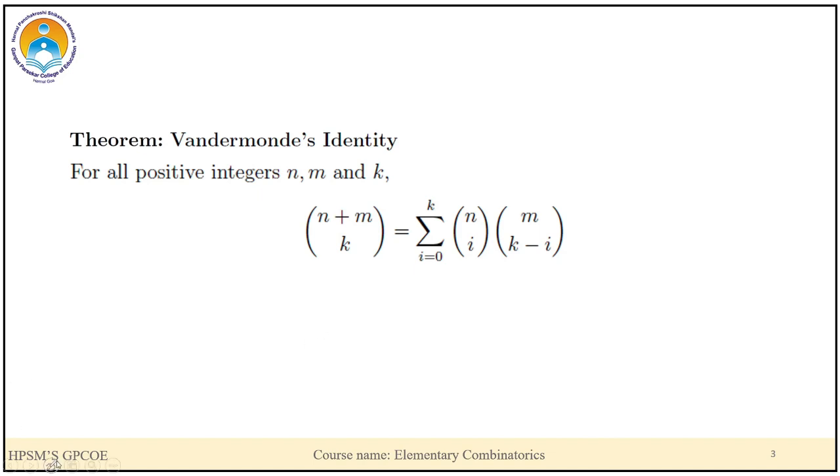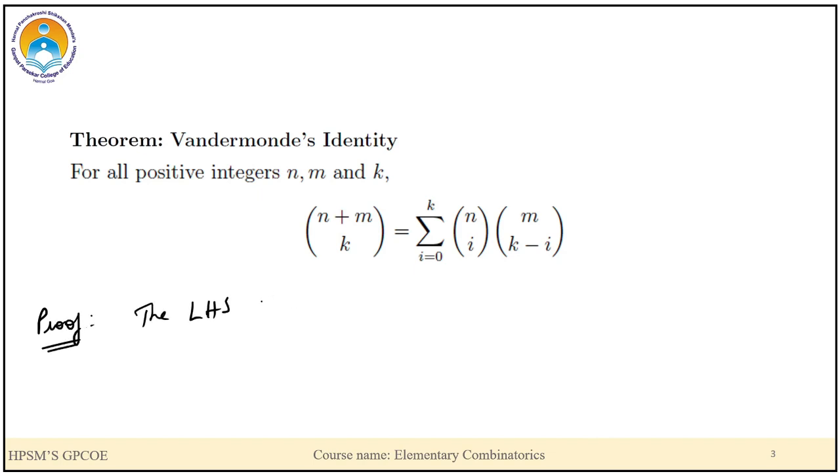If you look at the left hand side, I am creating k element subsets from a set of m plus n elements, and on the right hand side m and n have been separated. So that is the whole idea behind this. I need to split my set into a set of m elements and a set of n elements. Okay, so let me start with the proof.